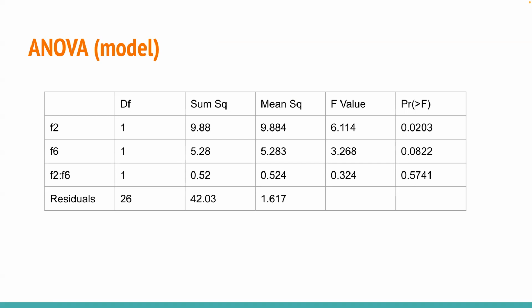So our between group difference used our sum squares and our mean squares divided by the degrees of freedom. So we get all this information. If you take the mean square of the factor, 9.884, and divide that by the residual mean square, 1.617, we get the F value of 6.114, which gives us a p-value of 0.02. So we reject the null hypothesis with F2. For F6, we fail to reject the null because the p-value is greater than 0.05, and the interaction between the two is also non-significant.